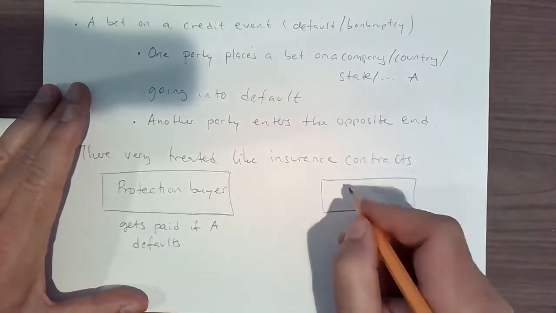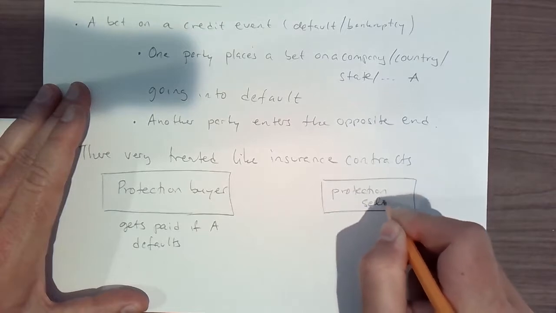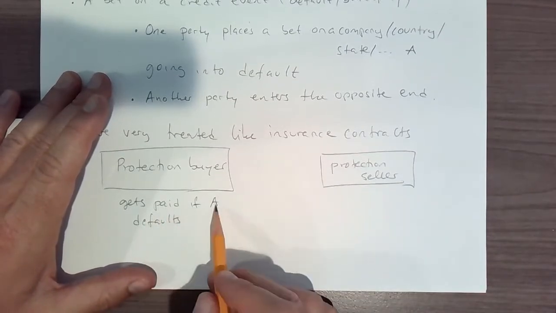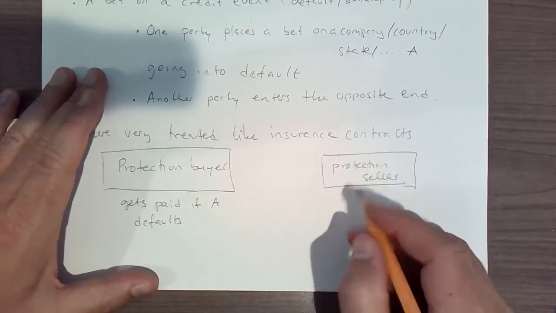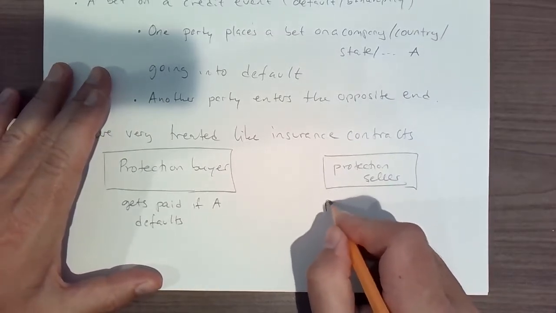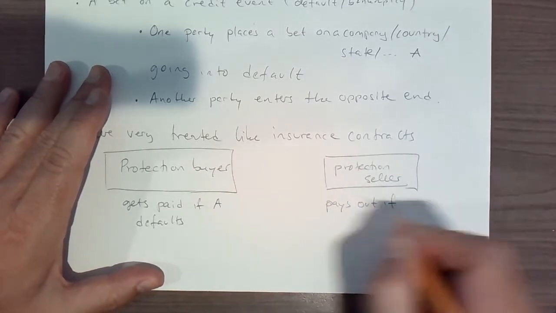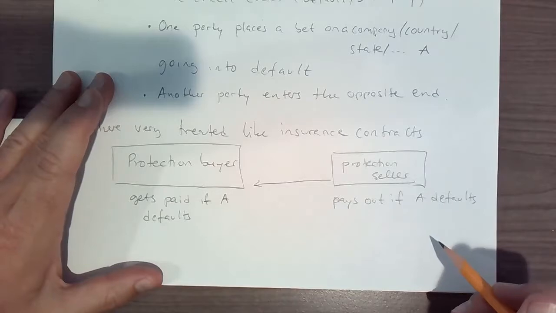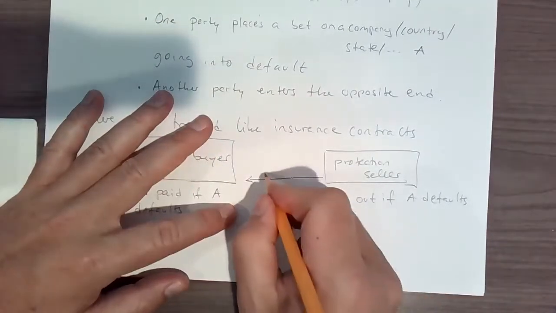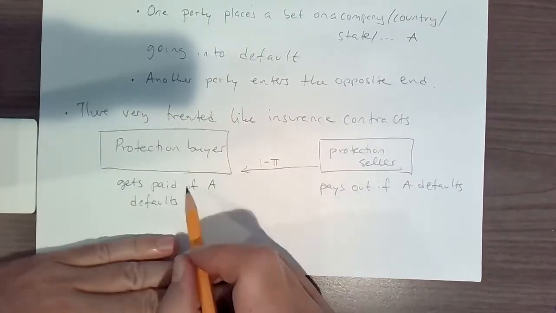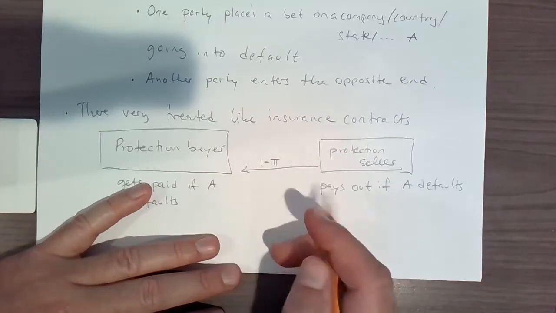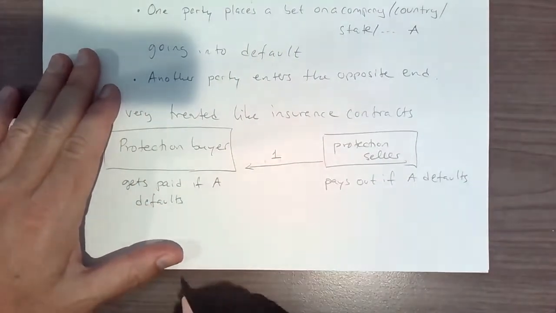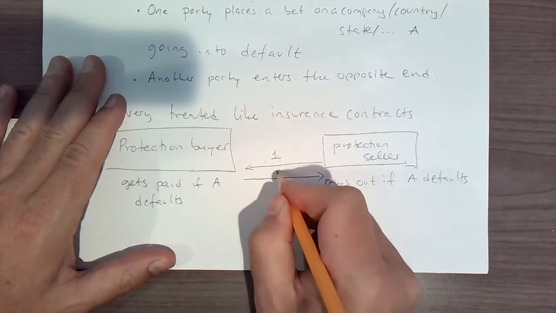So he's sitting over here. He gets paid if A defaults, and the protection seller pays out if A defaults. What is happening here is that in this direction, there'll be a payment, and the payment is going to be one minus pi. This pi is a bit tricky. This is what the protection buyer gets. More specifically, this is kind of the net effect. One could think that a one goes in this direction, and then what goes in the other direction is a pi.